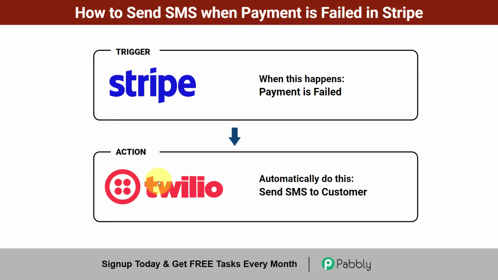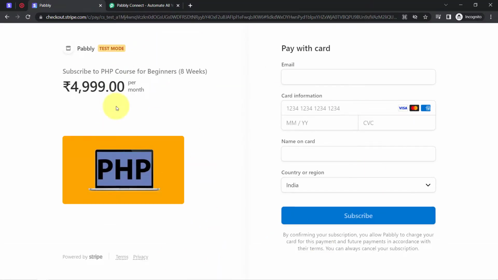So if you also want to automate your payment failure notification on SMS, come with me and I'll show you the process step by step. So assume that a customer is trying to make a payment via this checkout page which I have created via Stripe, and suddenly the payment has failed and I want to inform the same to the customer via SMS.